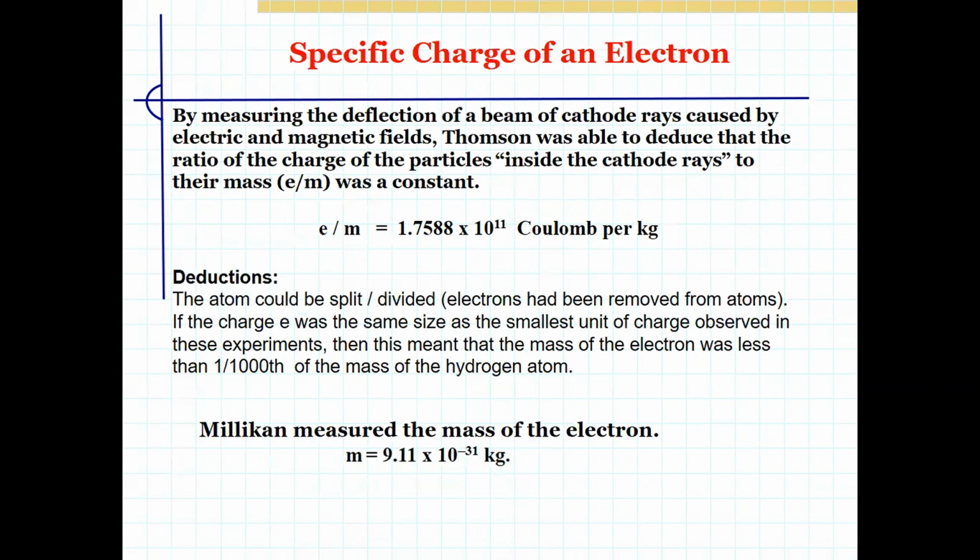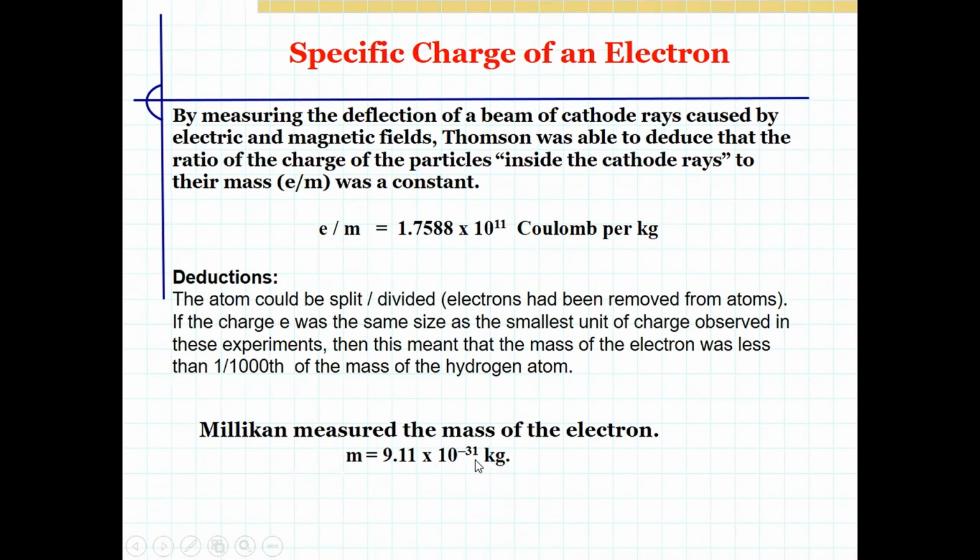And now we know very well that the atom can be split. We can divide the atom. The atom is actually composed of electrons that were removed from the atoms, and the rest of the atom is positively charged, and the charge is the same as that of the electron. So in these experiments, the mass of the electron was shown as less than 1/1000 the mass of the hydrogen. And eventually Millikan measured the mass of the electron as 9.1 × 10^-31 kg.